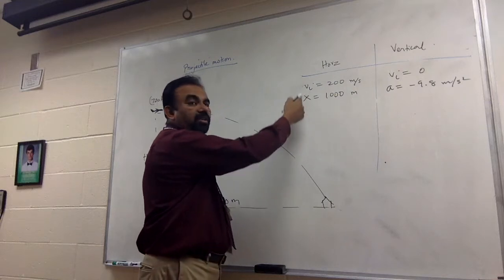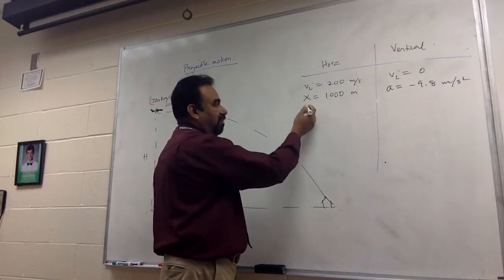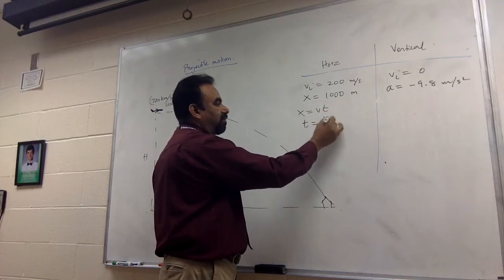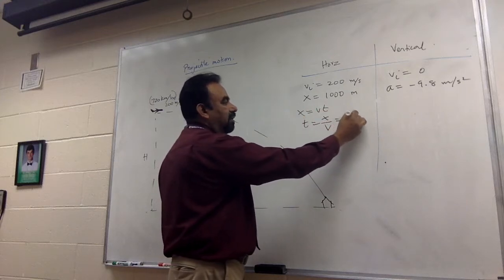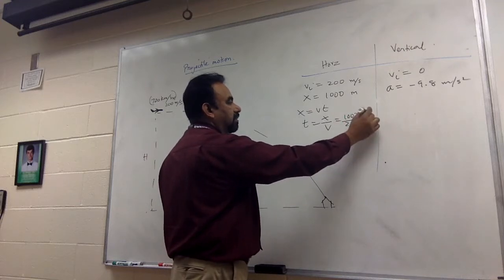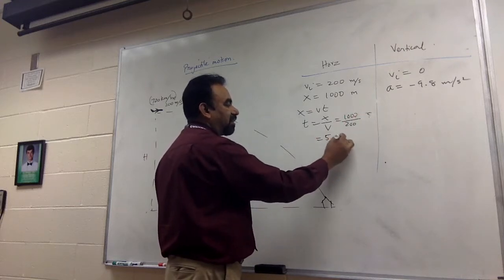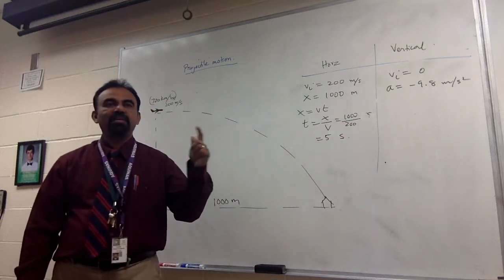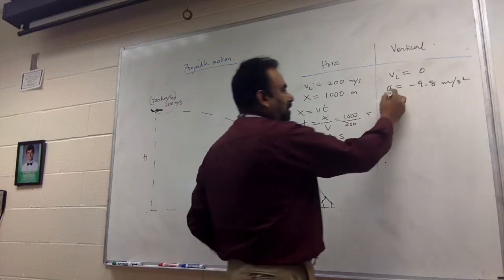Now, since we have two things already over here, we can find the time. So x is equal to vt. So t is x over v, which is 1,000 over 200 meters per second. So that is going to be 5 seconds. So we discover the time on this side first. And then immediately what you do is take the time and put it there.